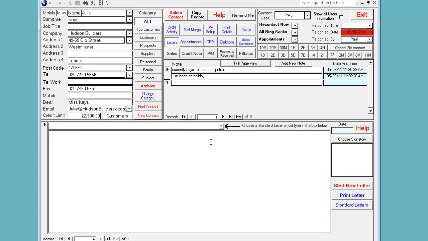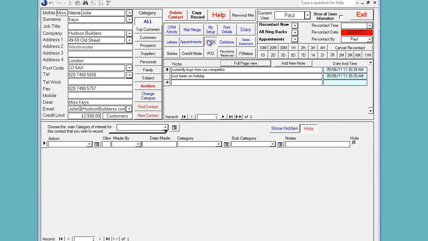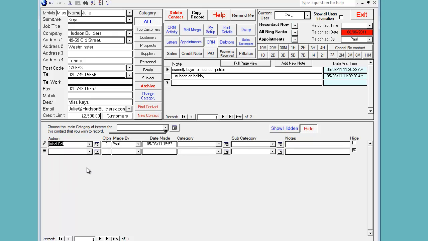Let's have a look at Customer Relationship Management, commonly known as CRM, which is just a way of tracking, listing and interrogating contacts, primarily with customers. Let's click on CRM and let's assume that I've just made contact with Julie Keys. So we'll make that an initial call.